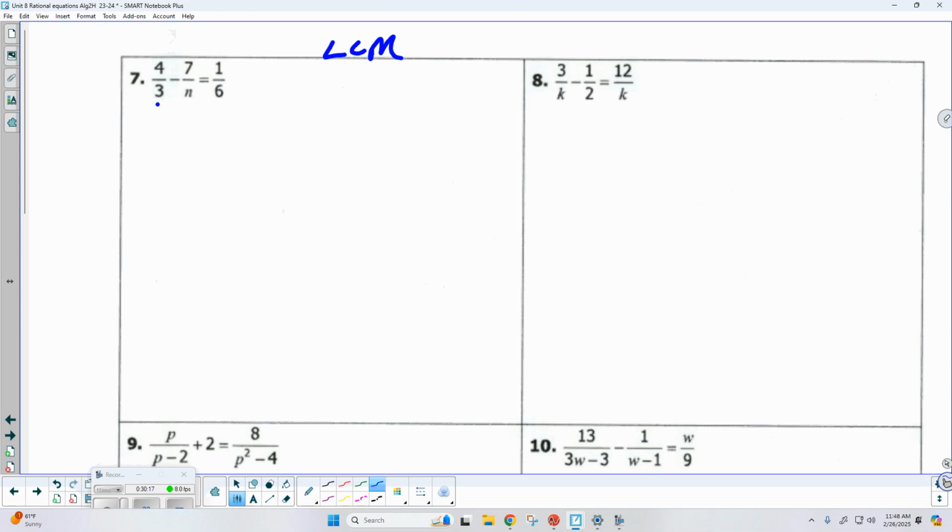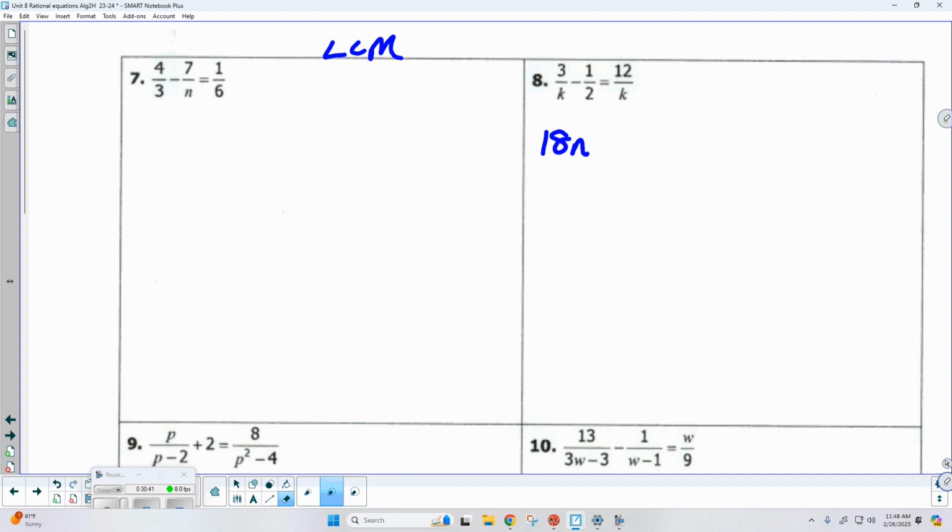You could just take your denominators here and multiply them together. So what's 3 times n times 6? 18n. So see, 18n is a common multiple, but it's not the smallest or the least common multiple. Okay. 12n works, but again, it's not the least. It would be 6n.